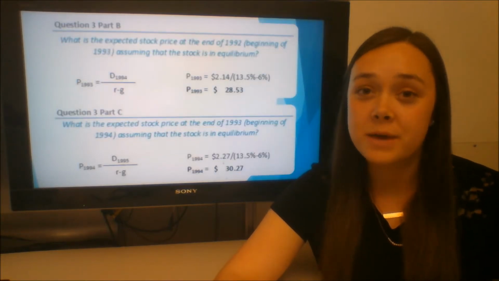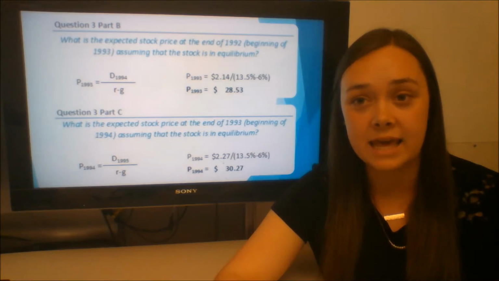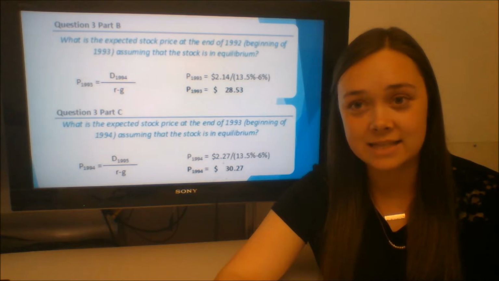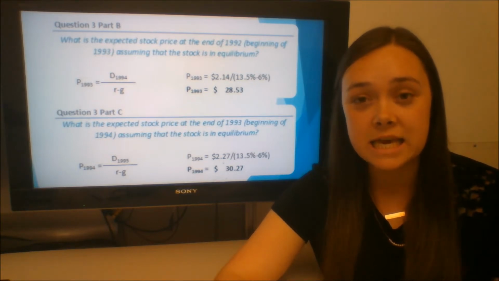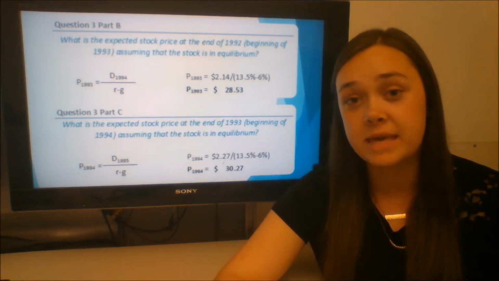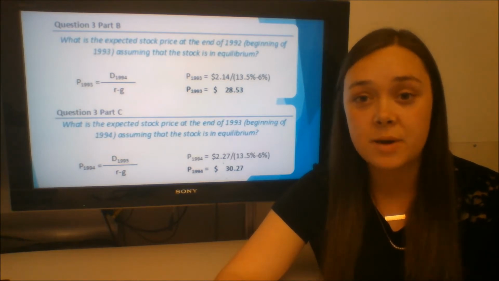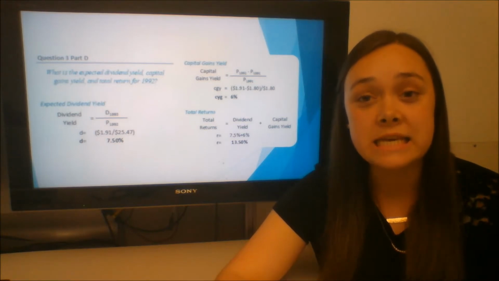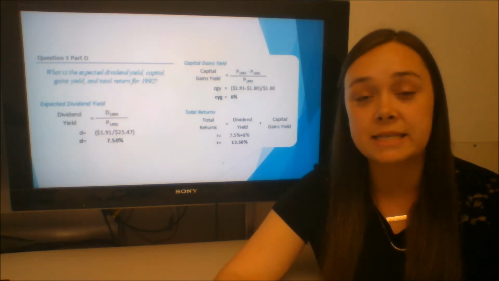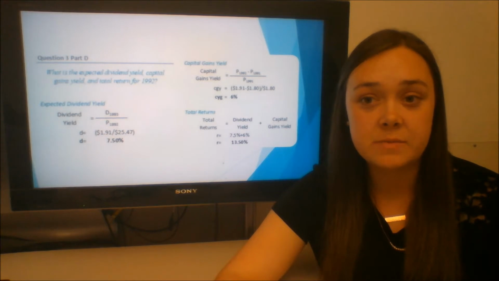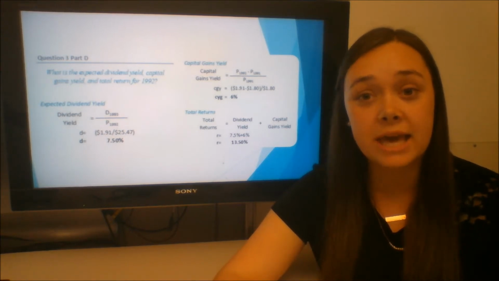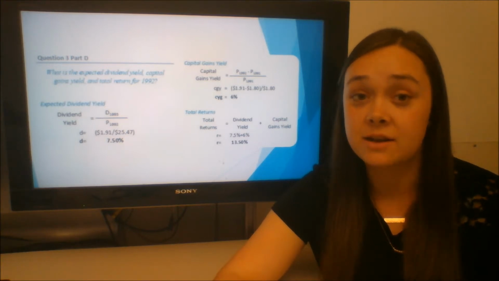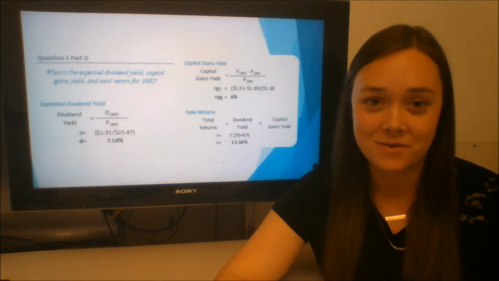For question 3, Part B, which looks at the stock price for the beginning of 1993, I found a stock price of $28.53. For question 3, Part C, which is looking at the stock price for the beginning of 1994, I found a stock price of $30.27. Question 3, Part D is looking at 3 things. First, the expected dividend yield, which I found to be 7.5%, the capital gains yield, which I found to be 6%, and the total returns based on 1992, which I found to be 13.5%.